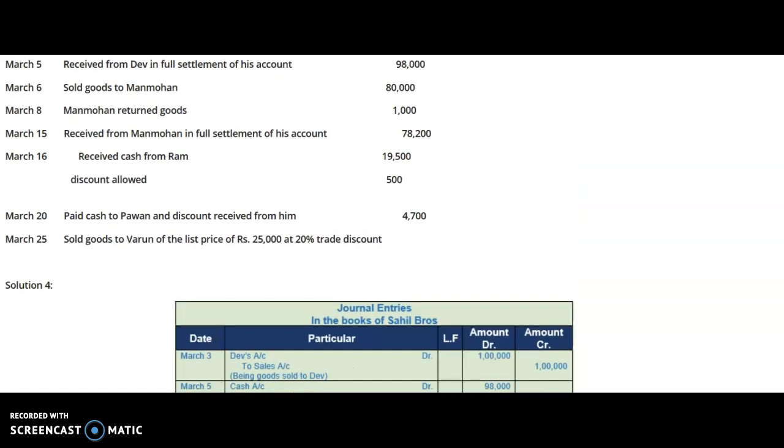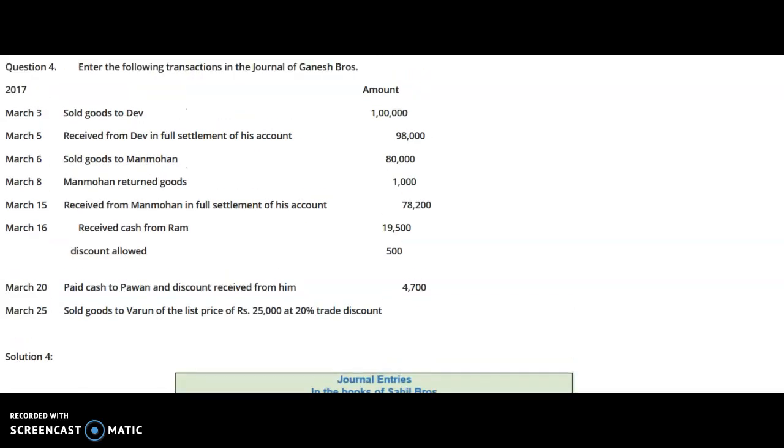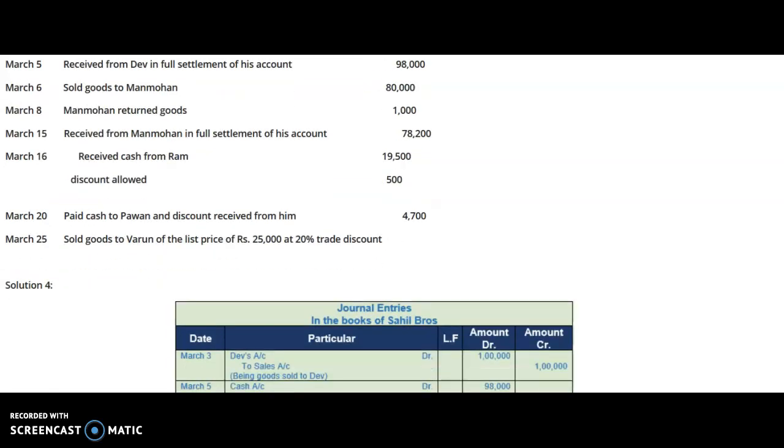The next transaction says received from Manmohan in full settlement of his account 78,200. Like we learned earlier, received from Dev in full settlement of his account 98,000. Again here, first we have to see how much amount the business has to receive from Manmohan. The business has sold goods of 80,000. He returned goods of 1,000, so 79,000 the business has to receive from Manmohan. But his account is settled by paying rupees 78,200. So rupees 800 is again the discount given to Manmohan by the business, and it is treated as a loss of the business.